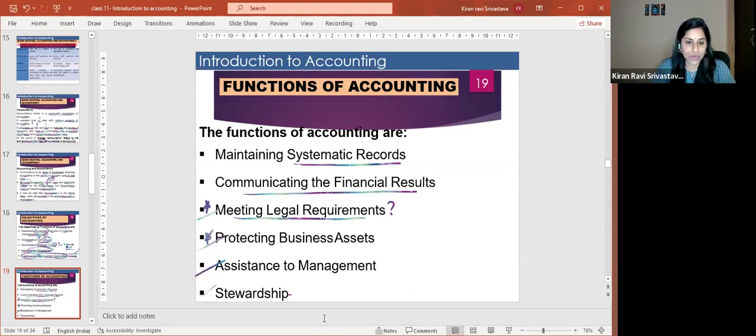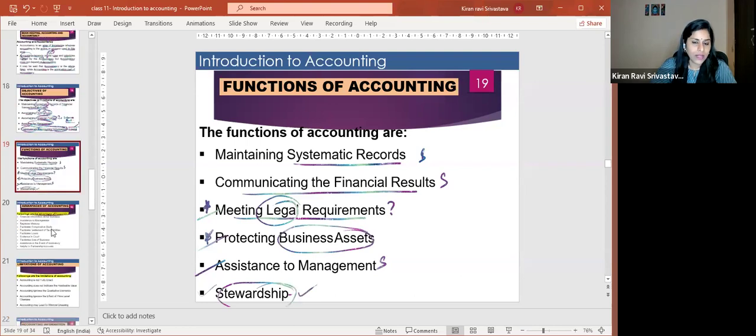What is stewardship? So I hope you understood how many functions there are? 1, 2, 3, 4, 5, 6. So 6. In this 6, 3 are similar to your objectives. Communication of financial results is similar to your objectives, and assistance to management is also similar. So what are the 3 new things you have learned? The 3 new things you have learned are the legal requirements, protecting business assets, and the last one is stewardship. Remind me, I'll explain the stewardship at a later point of time.